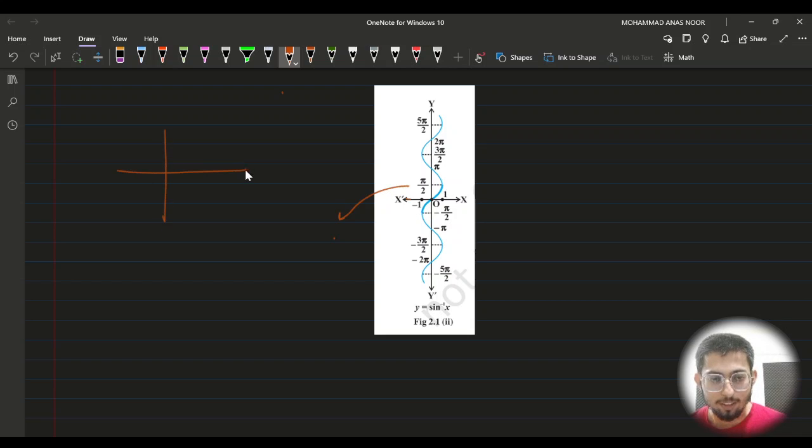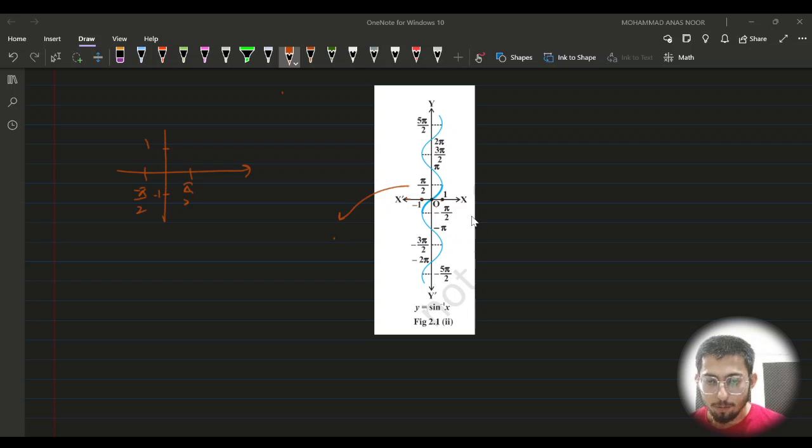In the original sine function we have pi by 2 and minus pi by 2 on the x-axis and the values 1 and minus 1 on the y-axis, but in the inverse you will get these values in the opposite way, okay, and the x-axis values are 1 and minus 1 like this.